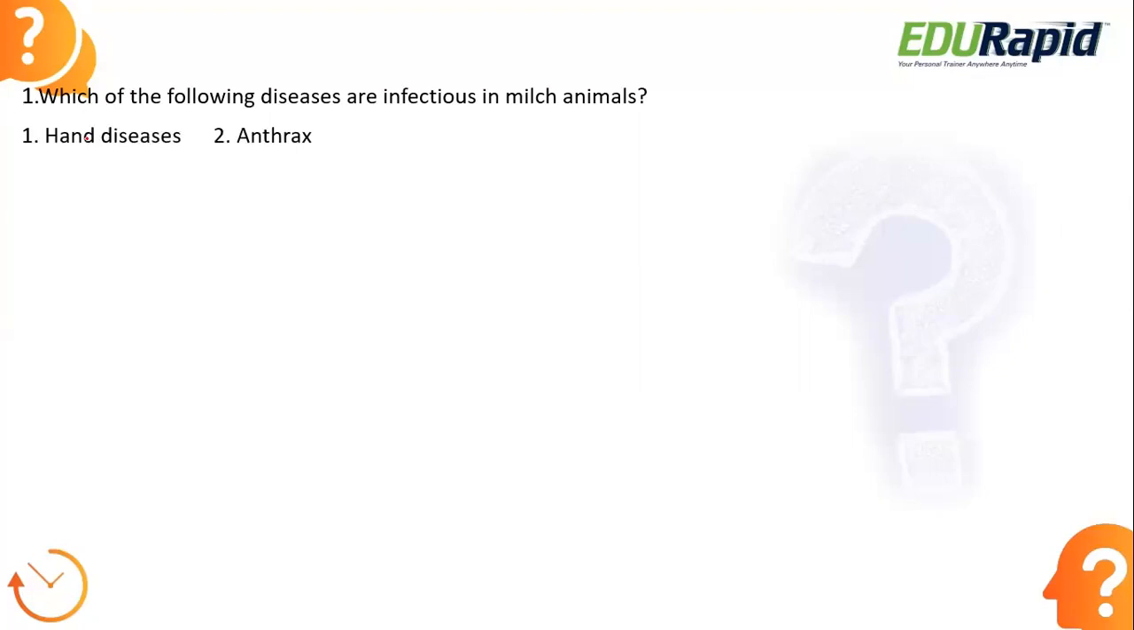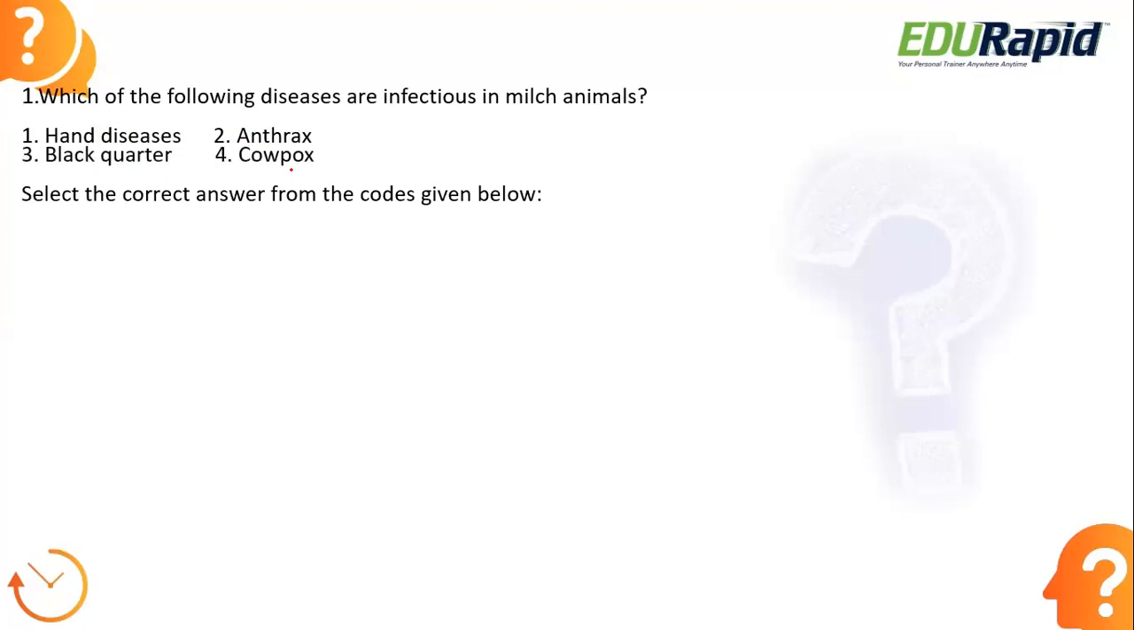Option A. So here we have a few statements. 1. Ant diseases. 2. Anthrax. 3. Blackwater. 4. Cowpox. So here we have to select the correct answer from the codes given below. Option A: 1, 2 and 3. Option B: second, third and fourth. Option C: 1 and 4. Option D: 1, 2, 3 and 4.